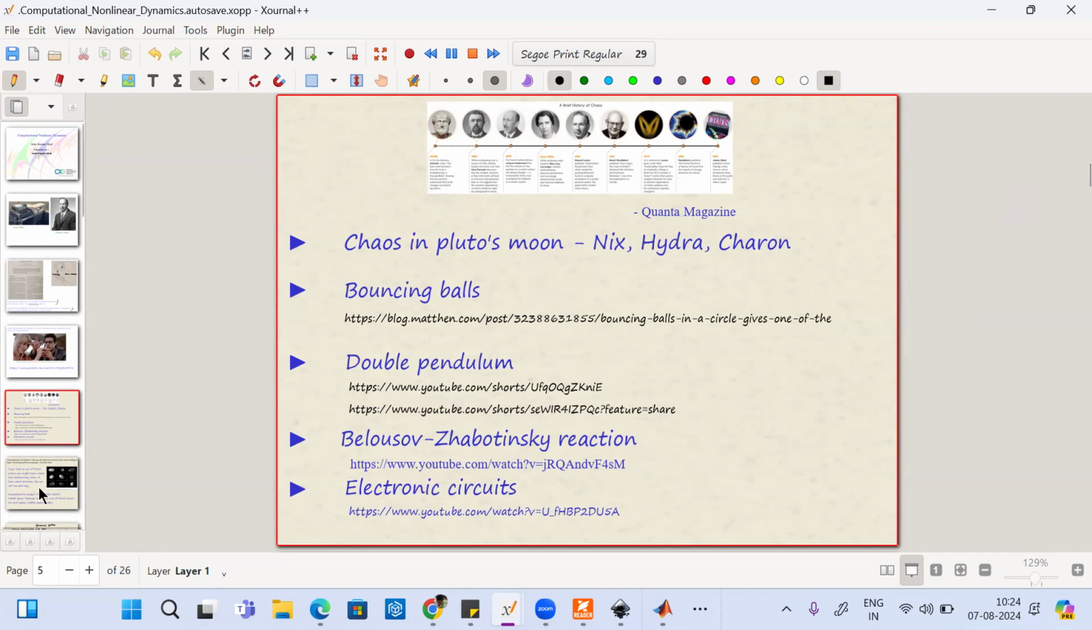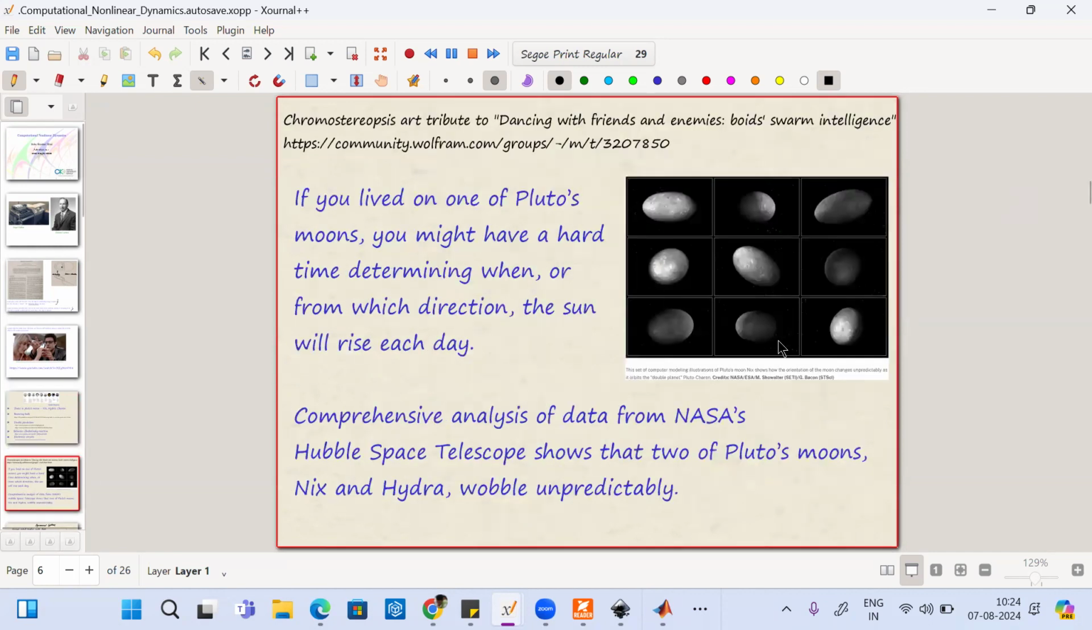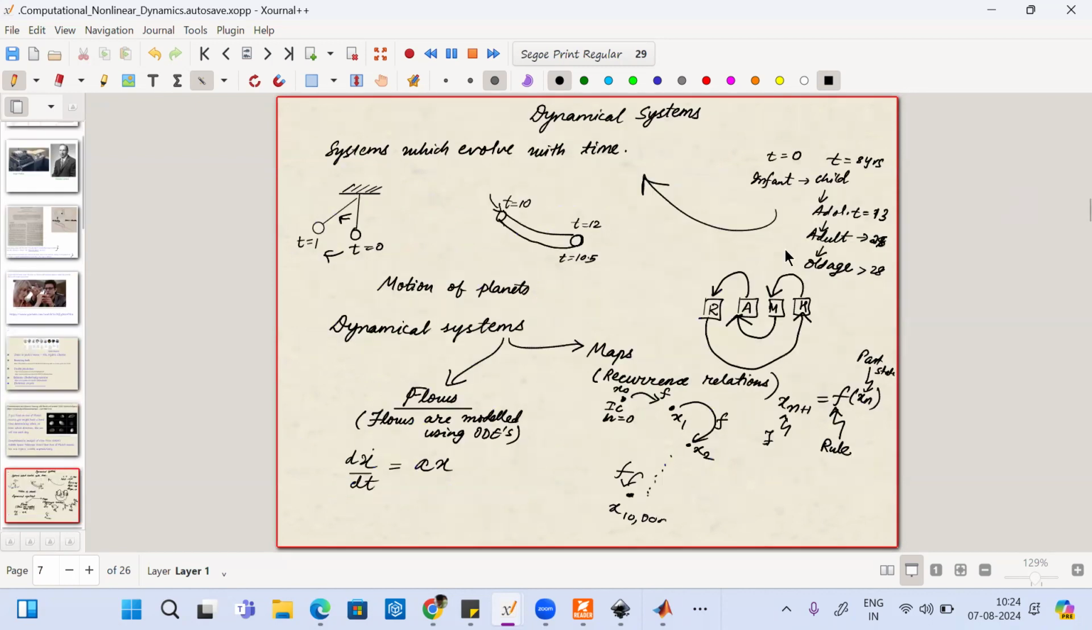Anyway, these are the videos, and also in the solar system, the moon of Pluto is chaotic. It behaves chaotically, sensitive to initial conditions, mostly due to its shape. And this is the last class where we saw dynamical systems. You can see here, these are systems evolving over time. I will just go through this quickly.